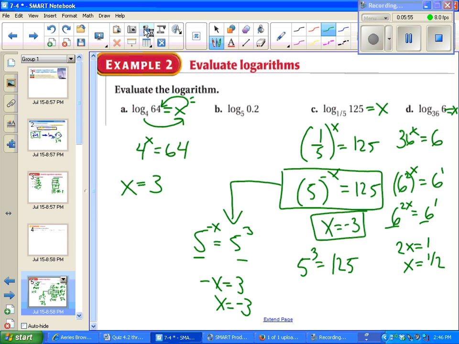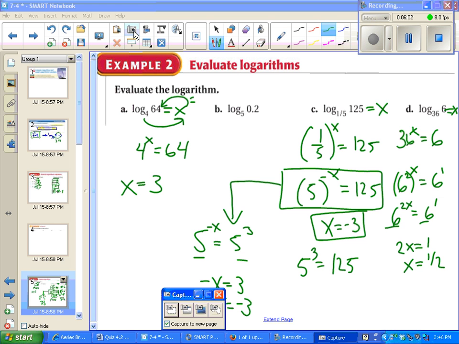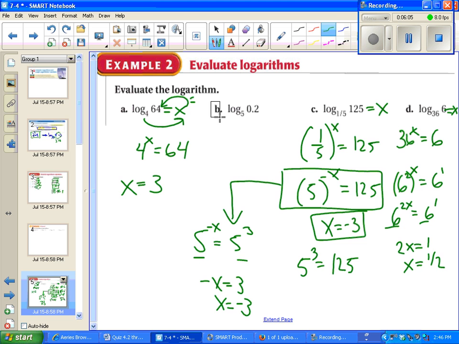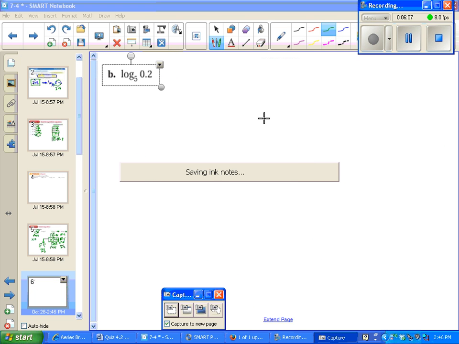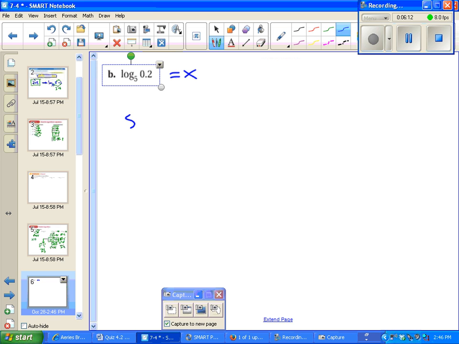Last one of these we're going to look at. I'm going to put it on a different page so I'll have room. Start them off the same way we started the other ones. 5 to the x equals 0.2. The reason I think this one's hard is because of the decimal. We should really write 0.2 as a fraction instead of a decimal. Hopefully we'll see something that has a 5 in it. So side quest, 0.2 over 1.